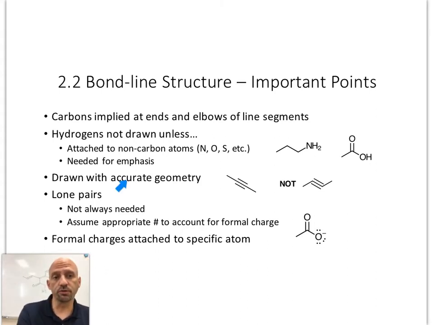Of course, we want to make sure things are drawn with accurate geometry, right? The crooked line notation helps us show that these carbons are sp3 hybridized in this case, and so they're going to have tetrahedral geometry. If we have non-sp3 structures, like the sp carbons in alkynes, we have to make sure that those are drawn in a straight line, with the 180-degree linear shape that they ought to have. Drawing an alkyne like that won't work at this point, okay?